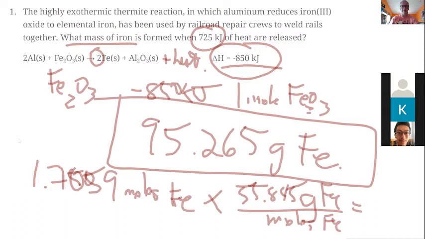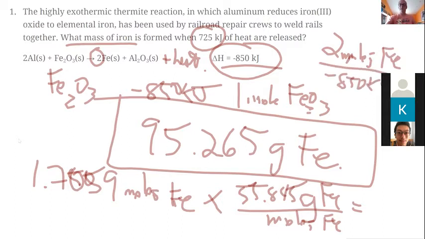I would take points off if that was your final answer. Are we multiplying by 2? We already did that. We already took that into consideration because remember, for every 2 moles of iron, there's 850 kilojoules of energy. So we already considered that. Sig figs? Yeah, we already considered that. Is it negative? Nope, there's no such thing as a negative mass. Sig figs? There's still a problem with that answer. What's the problem?